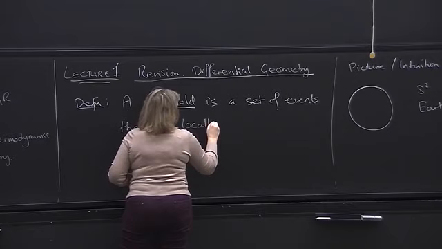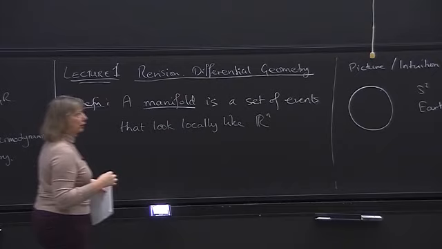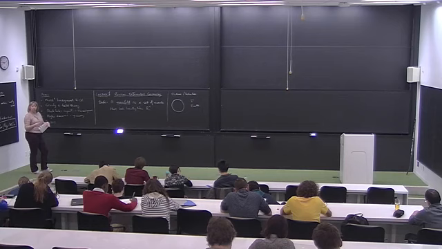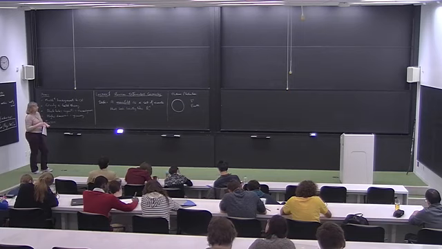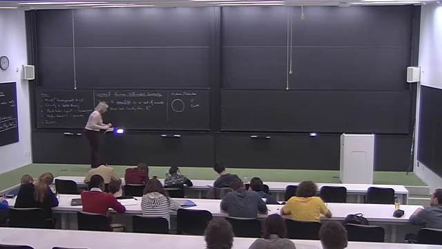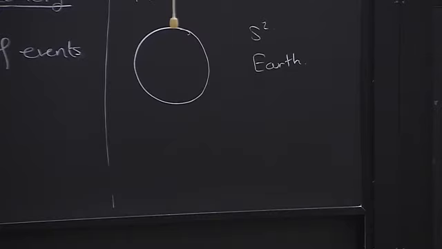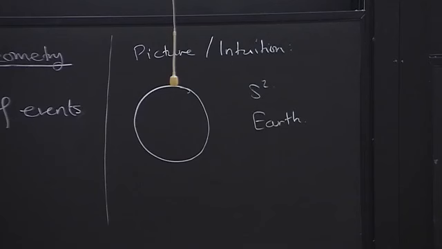So if I wrote it down in the context of the physics of GR, this is what we would say. A manifold is a set of events, because that's what constitutes the world around us. It's things that happen. And it's got to look locally flat. So that's really what it's saying physically. But mathematically, how do we encode that?